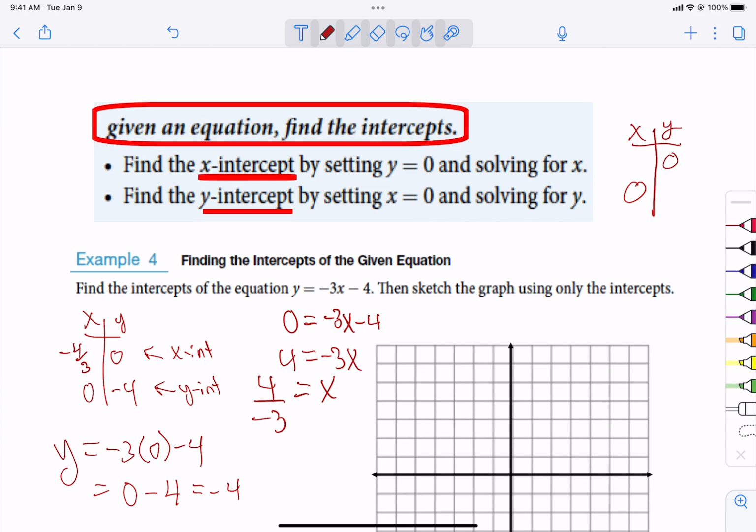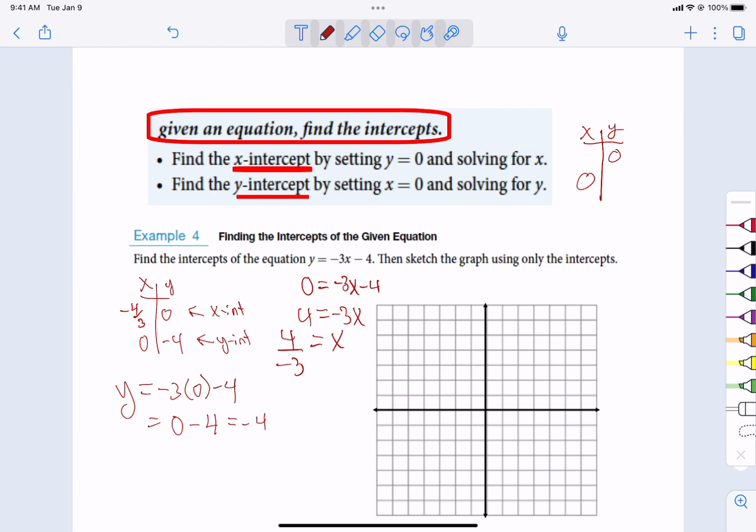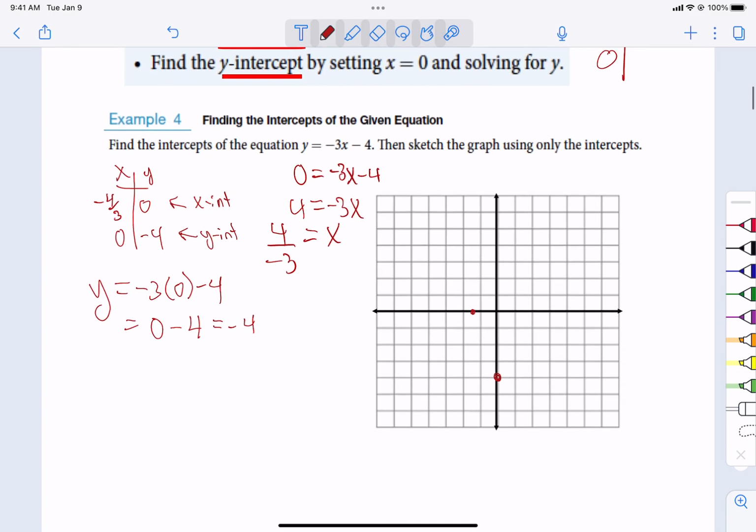So not only do we find the x and y intercepts, but by finding 2 points, we are able then to graph our line very effectively. So if we go to negative 4/3 on our x-axis, negative 1.3, just guesstimate for me. Do as close as you can get. And then we're going to go on our y-axis to negative 4. That's our y-intercept. And then, do your best to connect them.